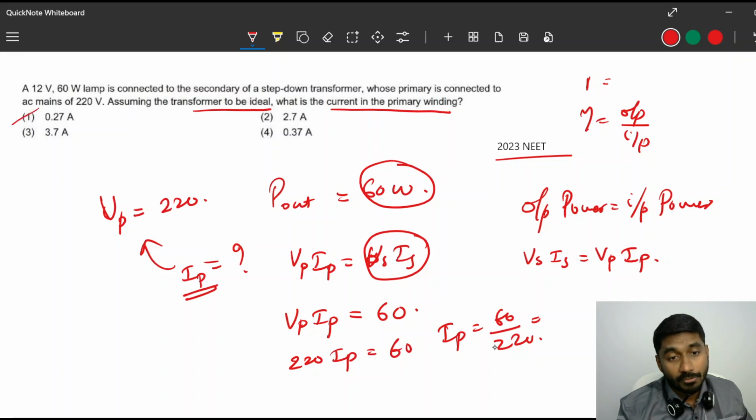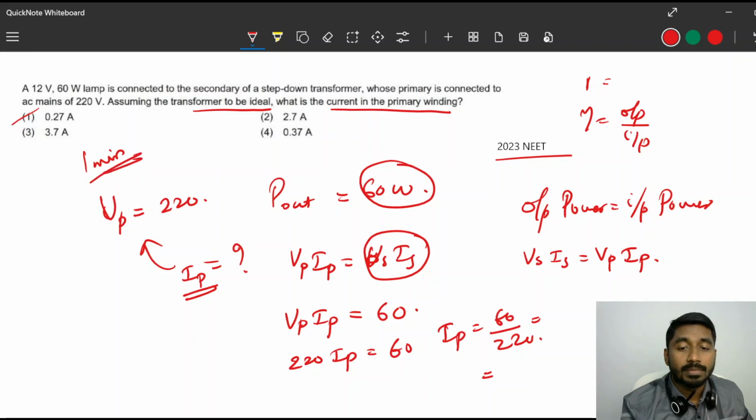The option is 1. You have to practice it. Okay, you have to practice the calculation. Try to solve the question in 1 minute itself. Okay, let's move on to the next question.